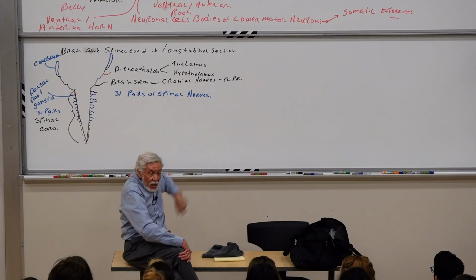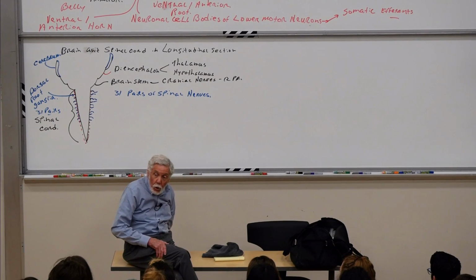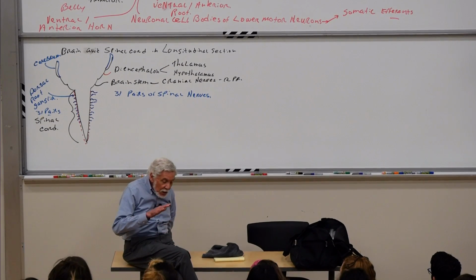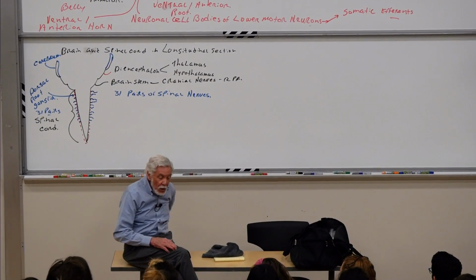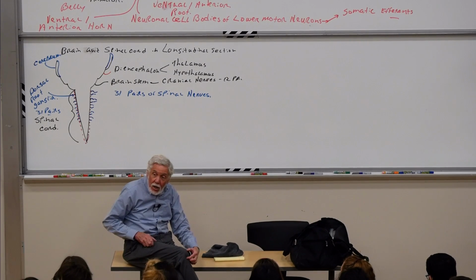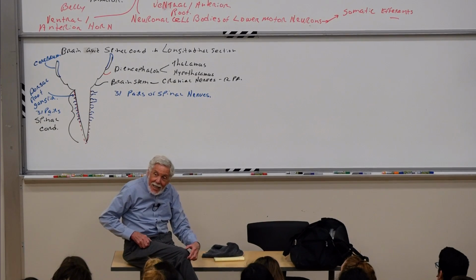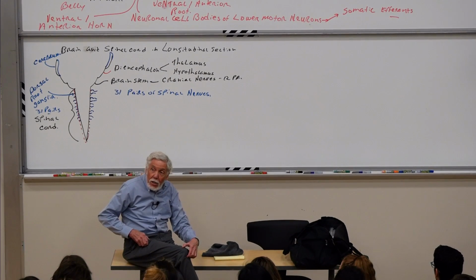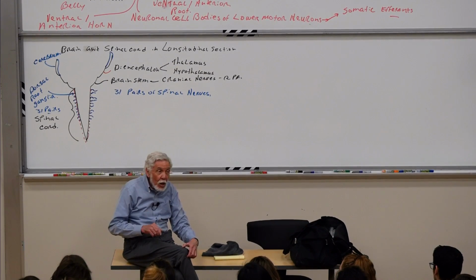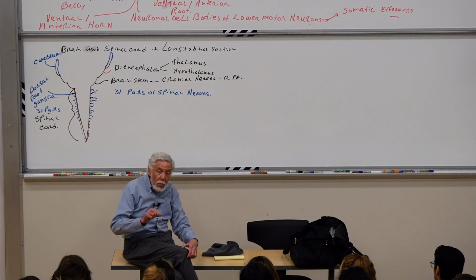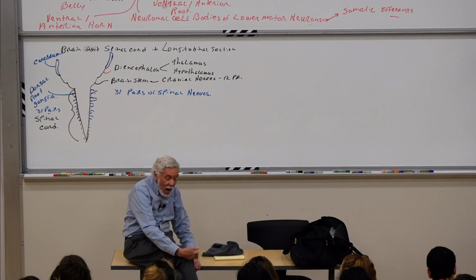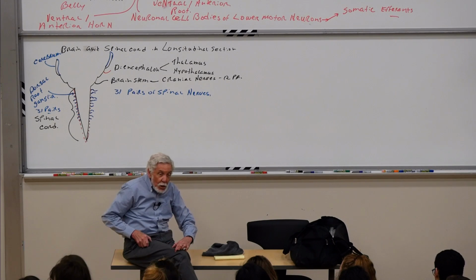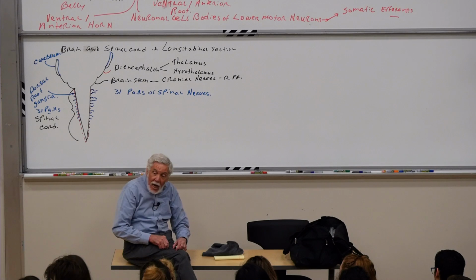will then send a process into the spinal cord and synapse directly onto the lower motor neurons that are destined to innervate the quadriceps muscle. So that when you stretch the quadriceps muscle and set up action potentials in that primary sensory afferent, that primary sensory afferent then synapses directly onto the lower motor neuron, tells the lower motor neuron to become active, and the muscle contracts.